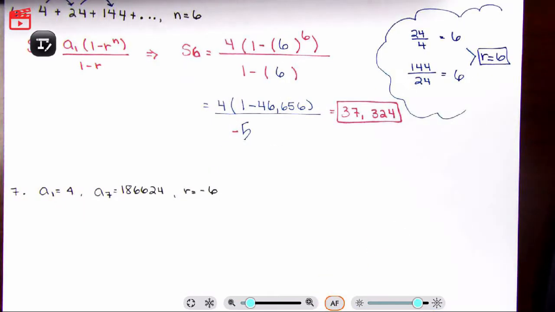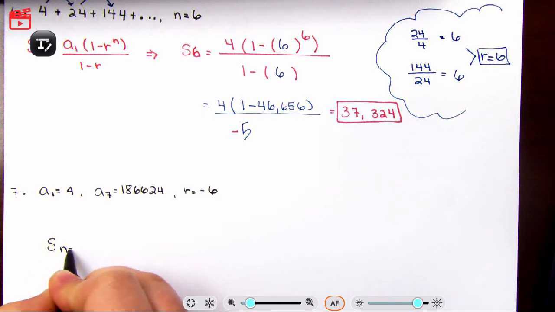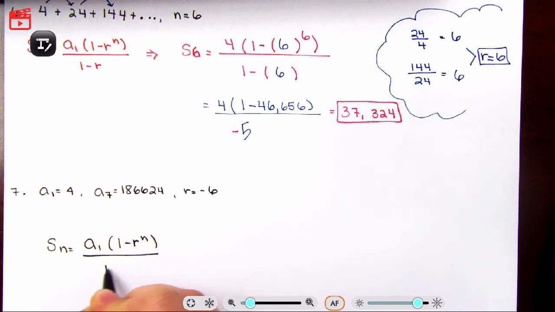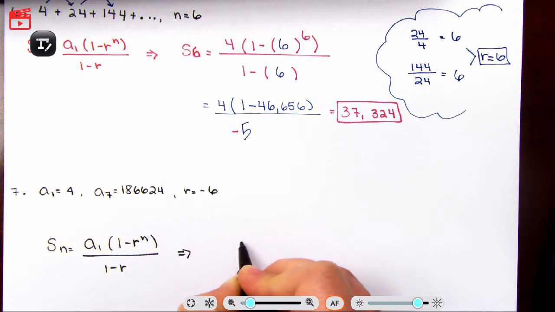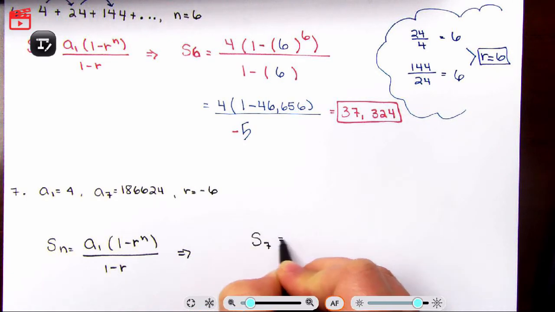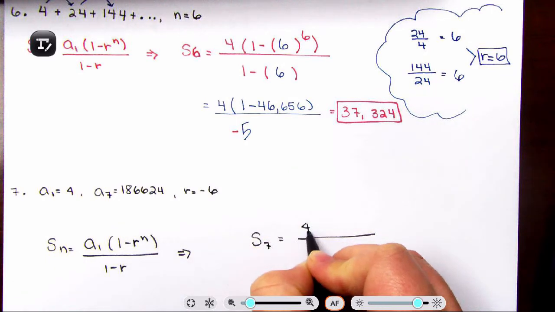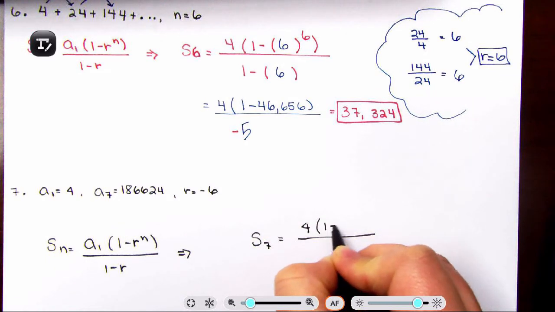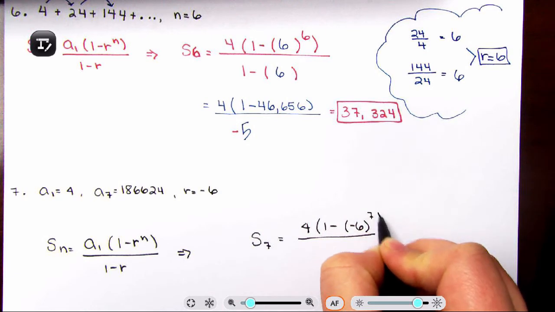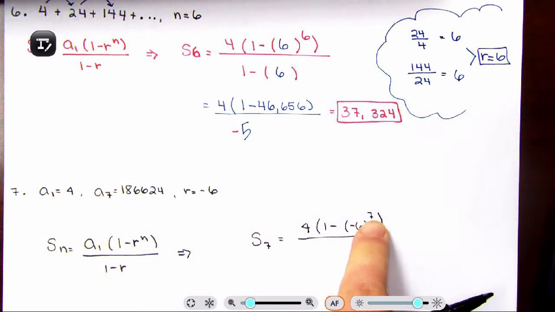Example number 7, a sub 1 is equal to 4. And again, we're evaluating. So our formula, S sub n is equal to S sub 1 times 1 minus r to the n power divided by 1 minus r. So we have S sub n, or we're going to find out the summation of the first 7 terms. When the first term is 4, the common ratio is negative 6. First 7 terms is what I'm trying to figure out.